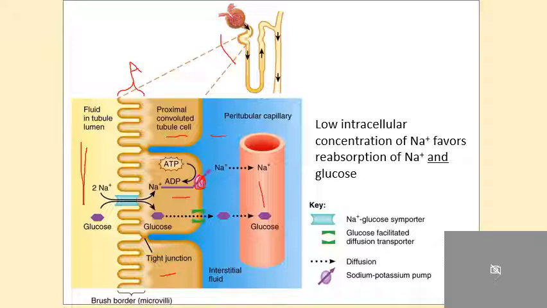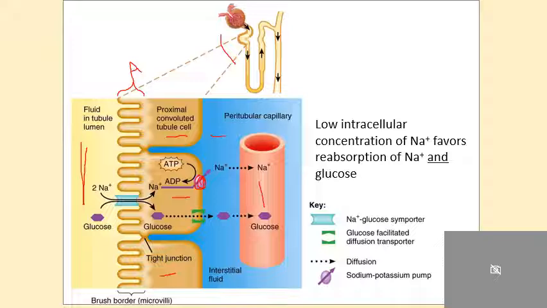So this is a sodium-potassium pump. It's constantly using ATP to drive sodium out of the cell. Not shown here because it's less relevant here, but it's also pulling potassium into the cell. So this sodium-potassium pump is maintaining a concentration gradient for sodium. When it drives sodium out of the cell, it keeps intracellular concentration of sodium very low.